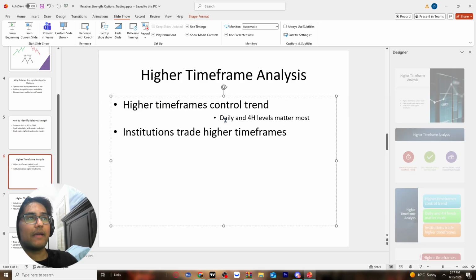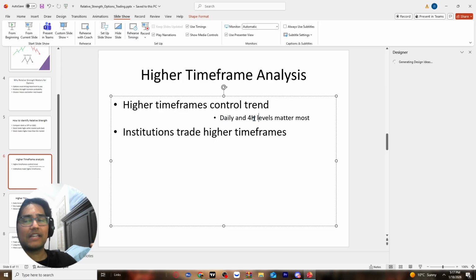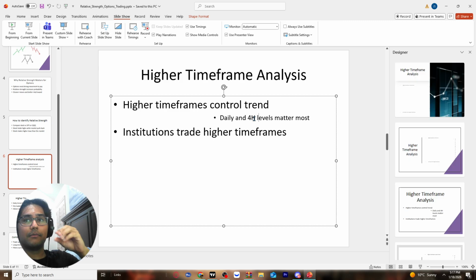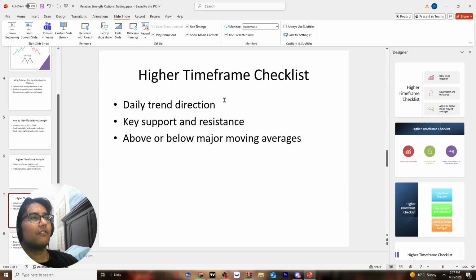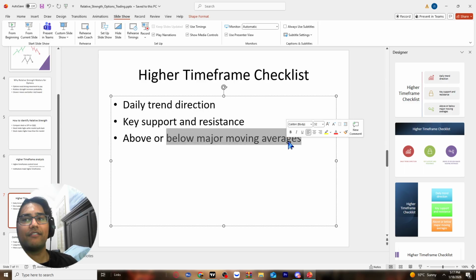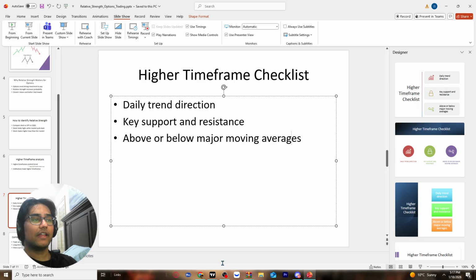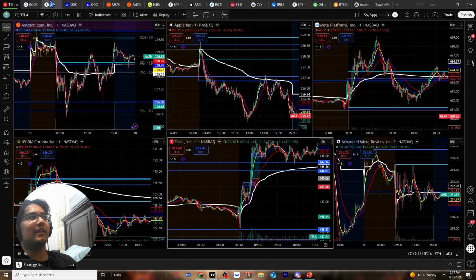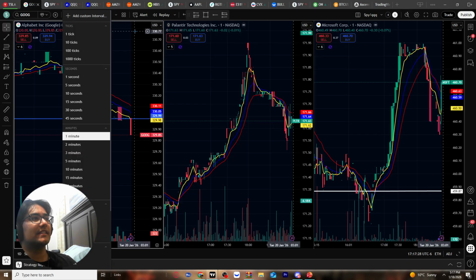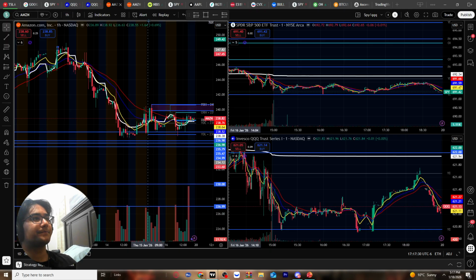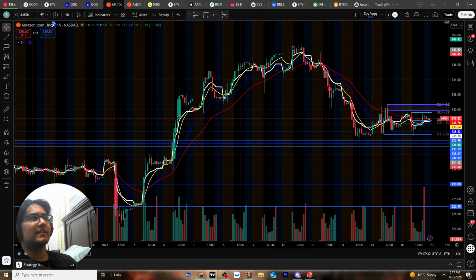Daily and 4 hour does matter, but the hourly time frame also works really good. Daily and 4 hour say pretty much the same thing, but the hourly time frame is a little bit better because you can see a little bit smaller what we're doing. So the higher time frame checklist: literally higher highs and higher lows, key support and resistance, above or below major moving averages, simply above or below our 90 EMA, 21 EMA. This doesn't matter as much either. I'll go to Google as an example, or Amazon. So what do the moving averages mean?